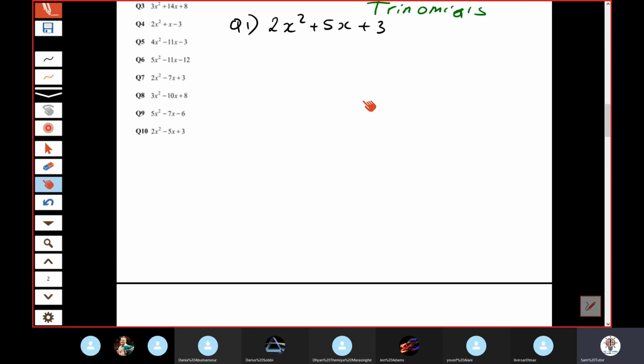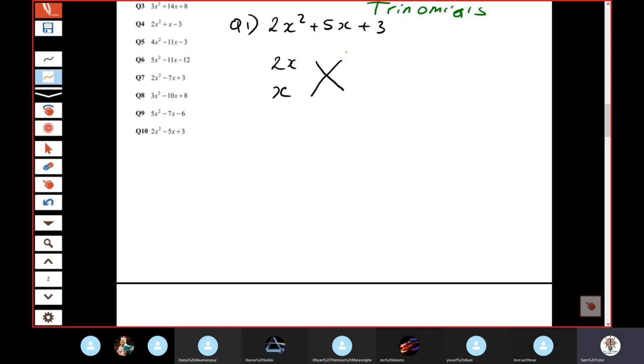So non-monic quadratics. Okay, let's do this. Question 1. All right, 2 things that multiply to give me 2x squared. Well, 2x and x. Do we agree with that? Yes. 2x squared, 2x and x. Then we draw our cross. Then what's 2 numbers that multiply to give me 3?